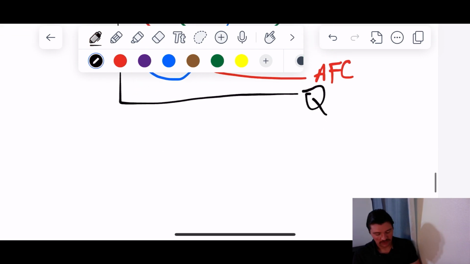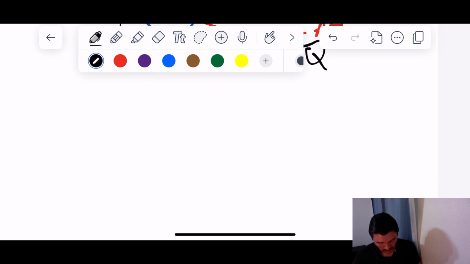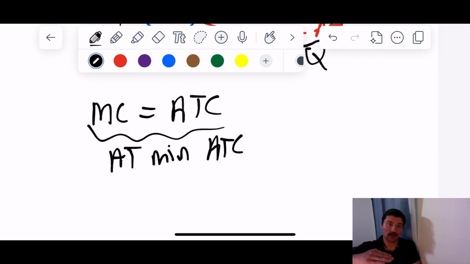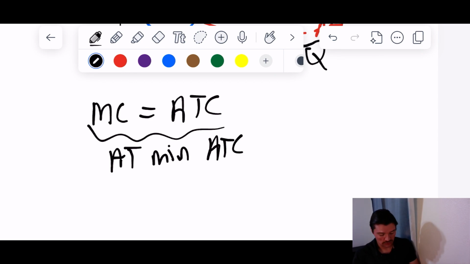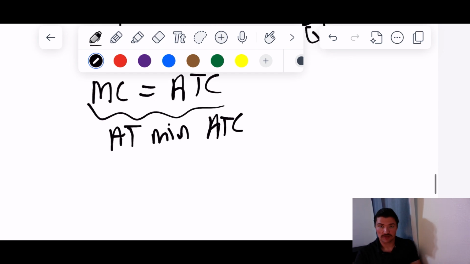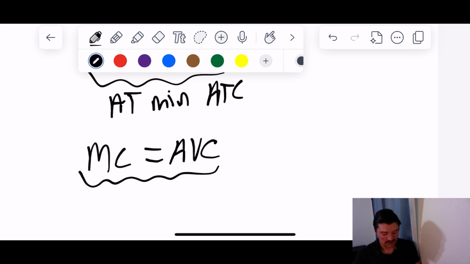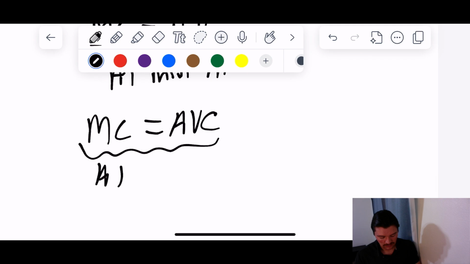When we start doing these calculations, what we're going to find is that the marginal cost is equal to the average total cost at the minimum ATC. So the lowest the ATC is going to go, that's going to be exactly what the marginal cost is going to be as well. This just happens because of the calculations that we did. The same thing is going to happen with the average variable. The marginal cost will be the same as the average variable at the minimum average variable cost.